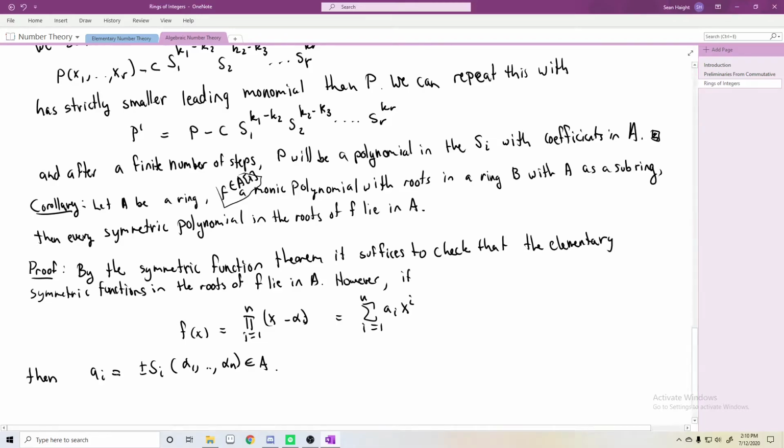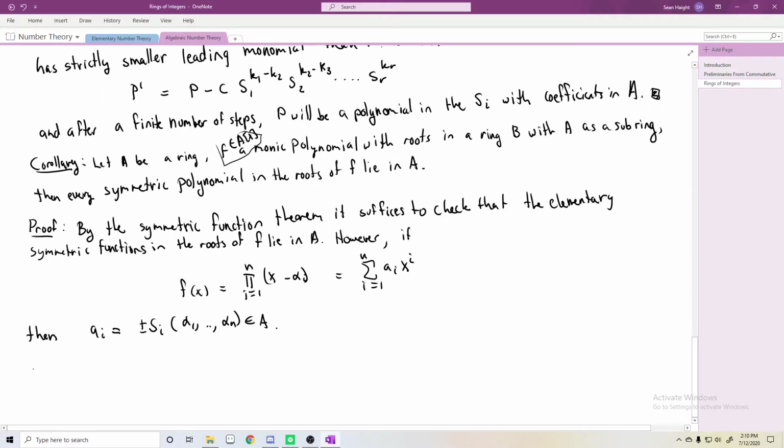So the next corollary, which is also important, so this finishes this proof. If I have a monic polynomial with coefficients in A, whose roots all live in some big ring B, then every symmetric polynomial in the roots of f lies in A.